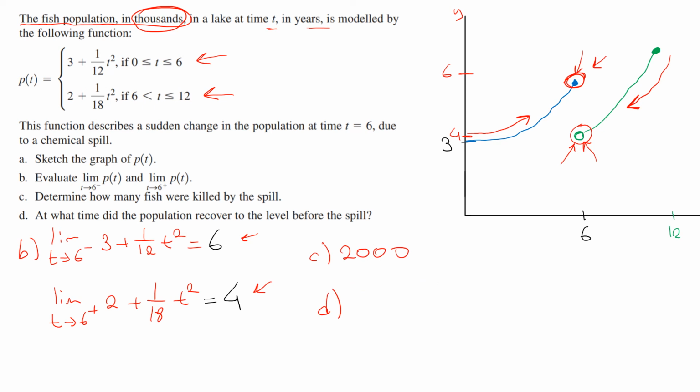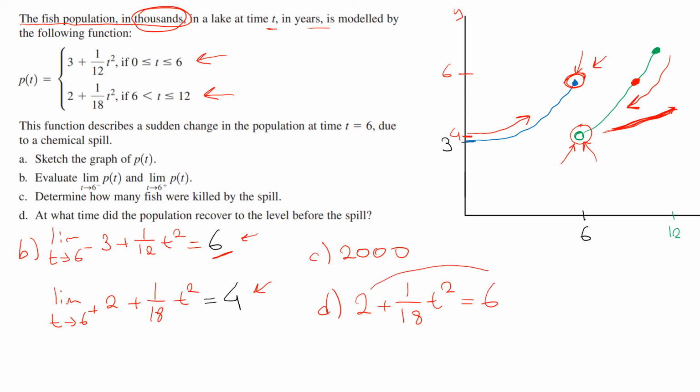For the last one, it asks at what time the population recovered to the level before the spill. The level before the spill is where the y value is 6. After the spill is represented by the second function right over here. So I'm trying to find at what time the y value will equal 6. We're trying to find this point over here. So I'm going to use the second function, 2 plus 1/18 t squared, and set it equal to 6, which is the y value we're trying to reach.